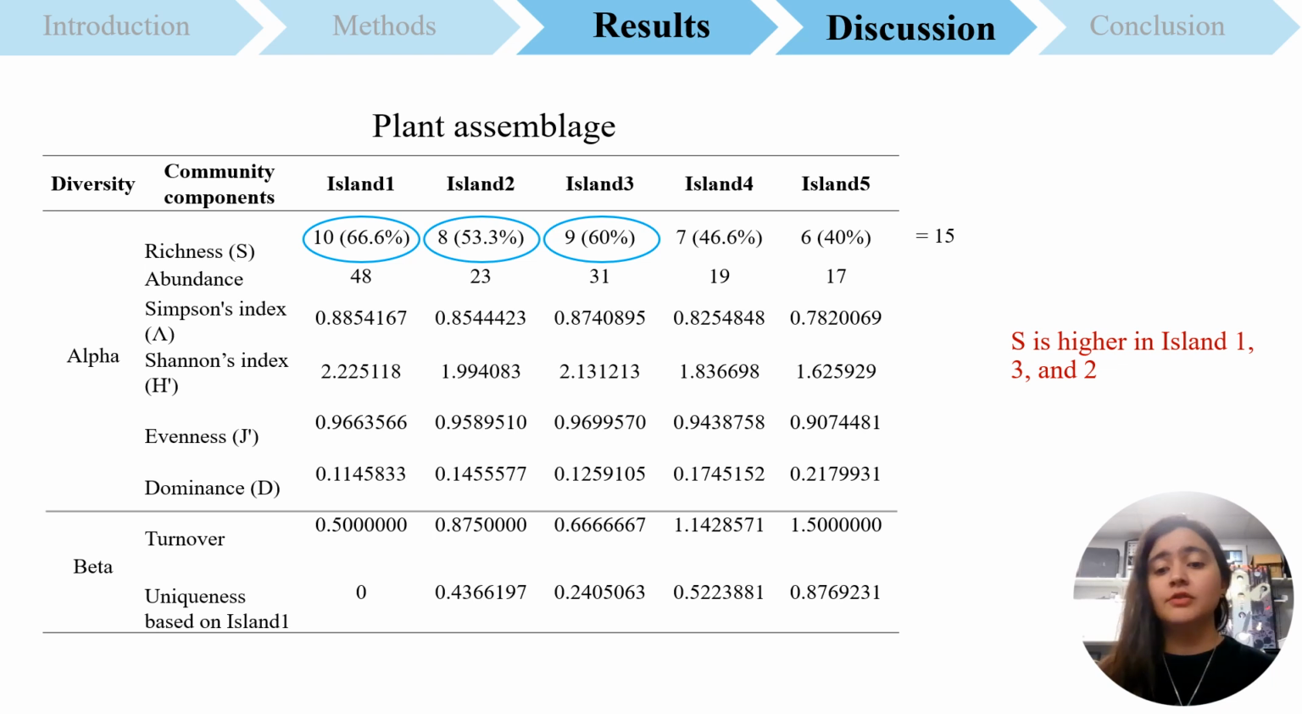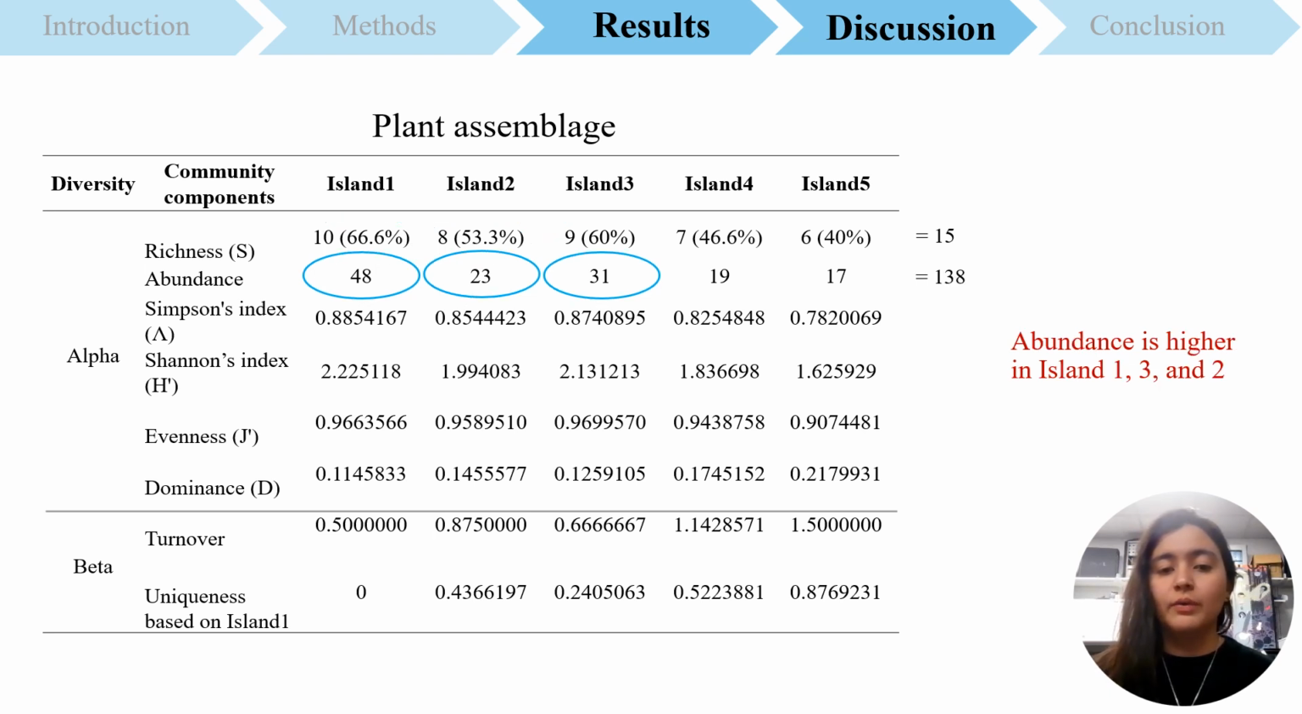Alpha and beta diversity results are summarized in this table, and I found that island 1 has the highest values in the community components, followed by island 3 and 2. This is shown in the different diversity indices and components that I measured. We're seeing here that with 15 species, island 1 is the richest island that we can find, followed by island 3 and 2.